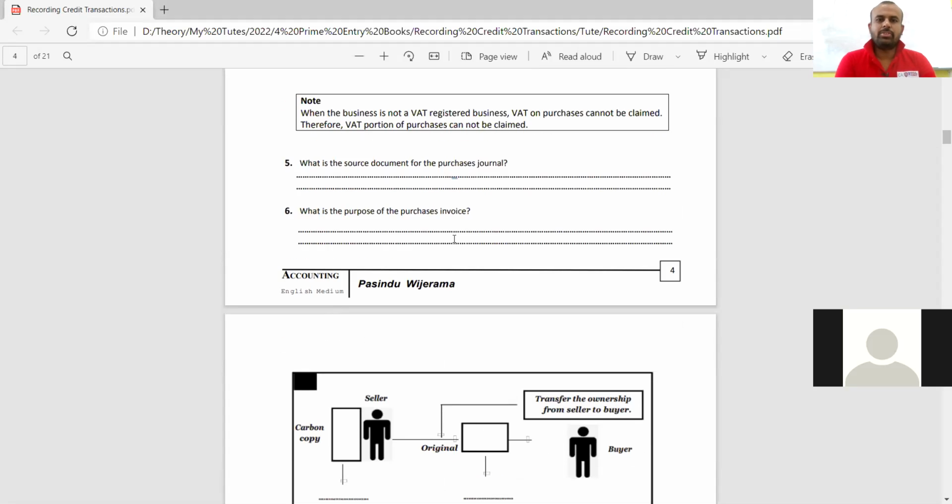Next, what is the source document for the purchases journal? Can someone tell me what is the source document for the purchases journal? For the receipts journal, cash receipts. For the payment journal, payment voucher. For the petty cash payment journal, petty cash payment voucher. For the general journal, journal voucher. What is the source document for the purchases journal? Yes, very good, Melina. It's invoice. Invoice, very good.